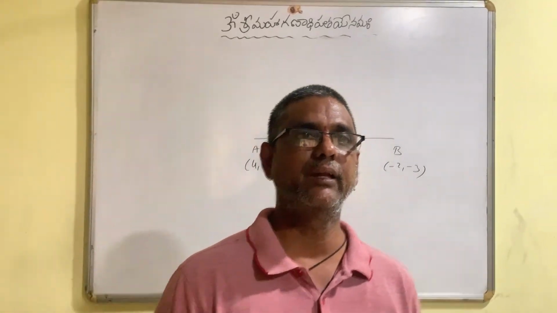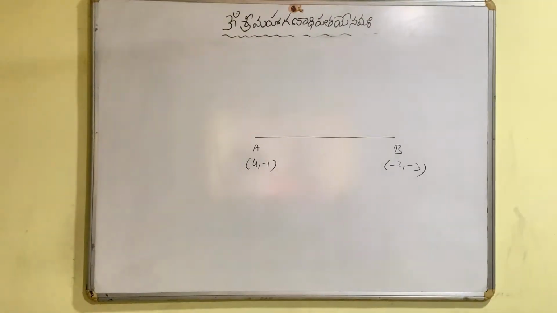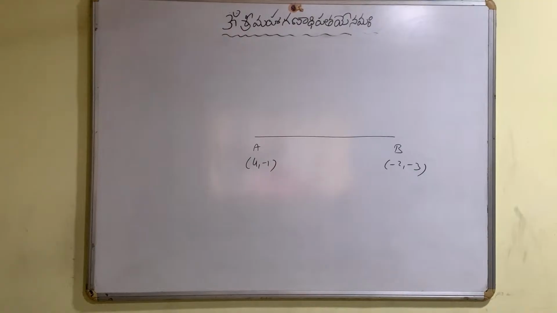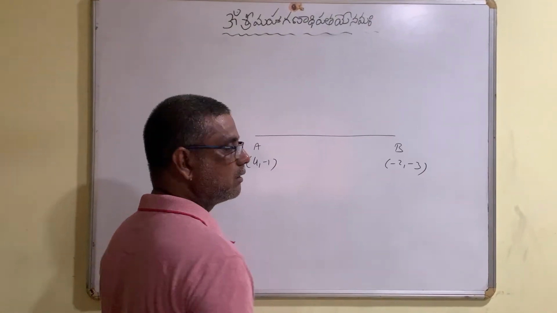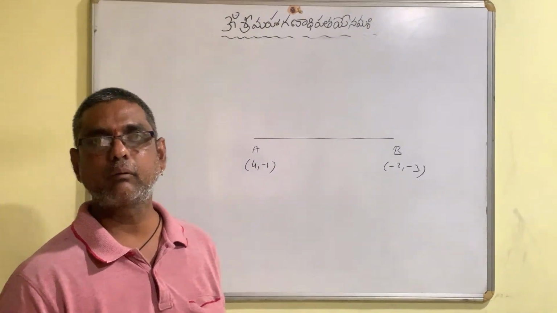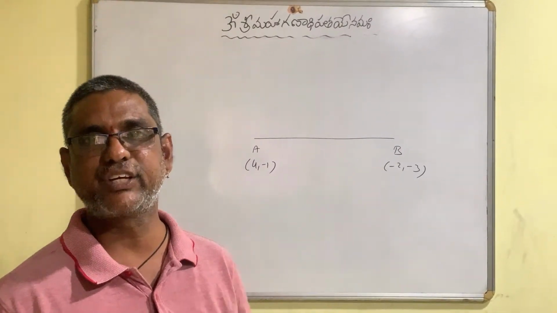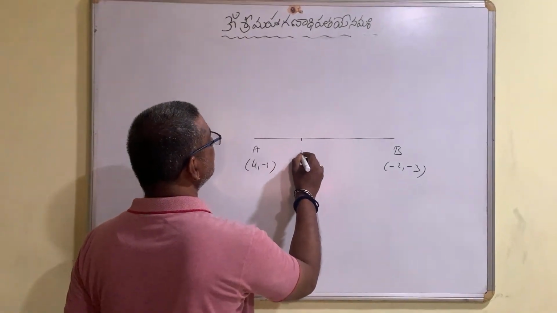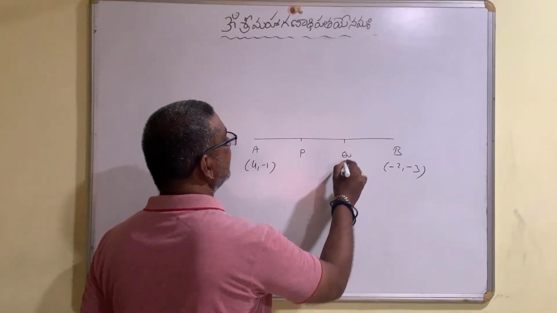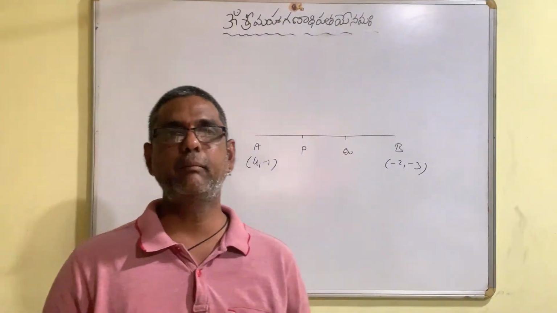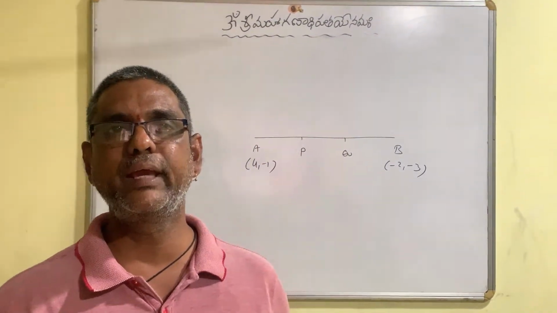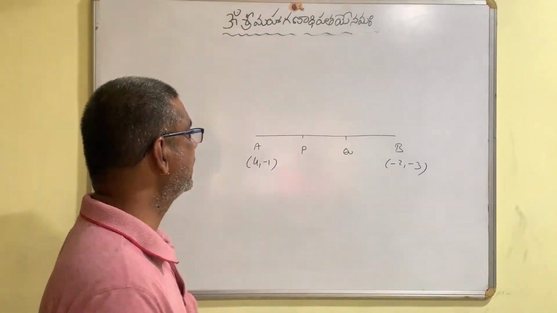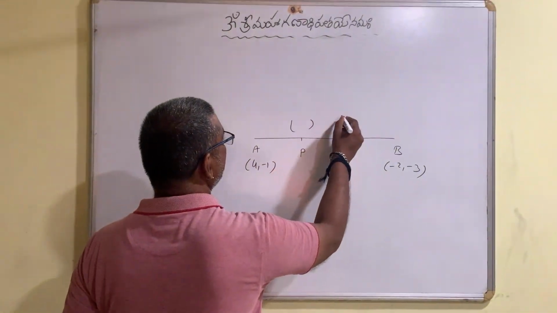Points of trisection means we need to find out the coordinates of points of trisection, meaning 2 points which are dividing the line segment AB into equal parts. We need to find out their coordinates.